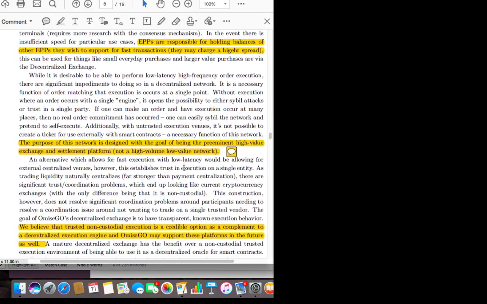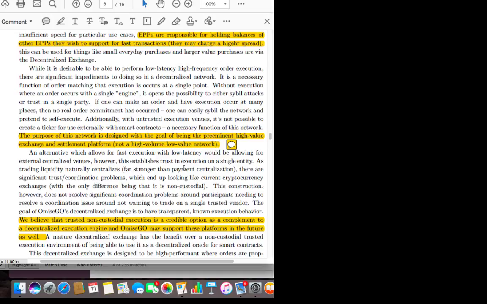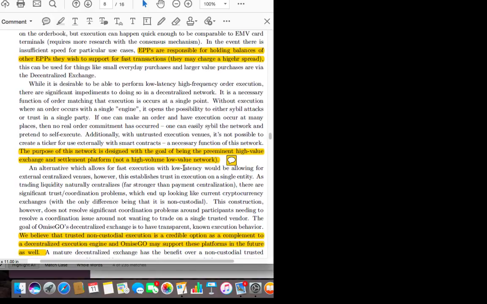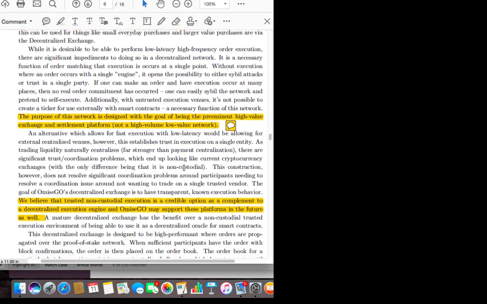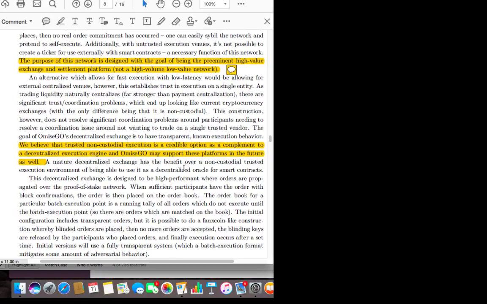It goes on to say that this network is designed with the goal of being a preeminent high-value exchange and settlement platform, not a high-volume, low-value network. So, again, for those EPPs that want high volume, low value, it sounds like they will have to put in reserves, I'm thinking, to allow that to happen. And that's not part of the scope of work for this OmiseGO project.